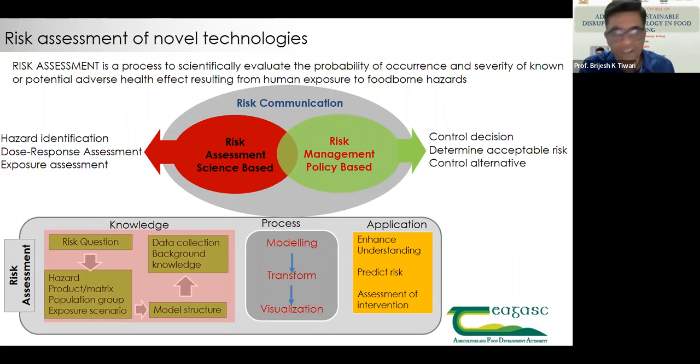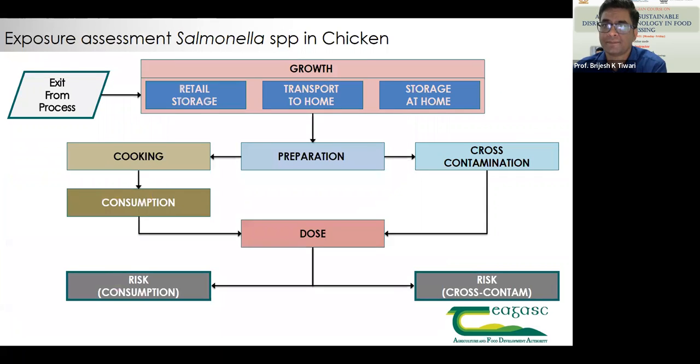But if a product has a thermal process which is already approved and is a known method for microbial inactivation, that's perfectly fine. And then when we have the knowledge, we do different types of modeling, transformation and visualization. An application improves understanding, predicts risk, and assesses different interventions. So take an example here about exposure assessment of Salmonella species in chicken. When we were covering different technologies for processing of chicken, that's only a very small part of the full risk assessment. If you see growth, where Salmonella can grow: retail storage, transportation to storage, to home, or storage at home. So this is what I meant.